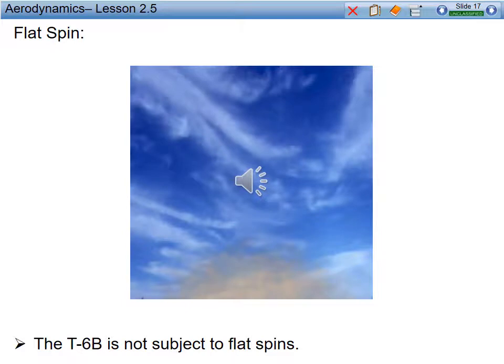Taking a look at this, that is not a T6. That's a T34, spinning down to the ground and crashing to its death. However, that's a T34. T6 is not subjected to flat spins. However, you always want to know what to be able to do. Why? Because a flat spin is not supposed to happen in a T6, but then again, the dinosaurs in Jurassic Park were not supposed to be breeding either.